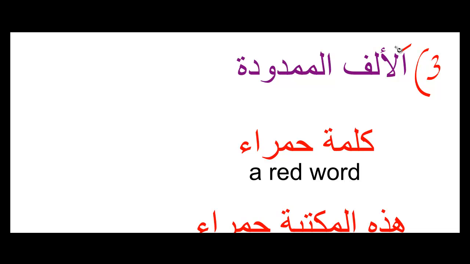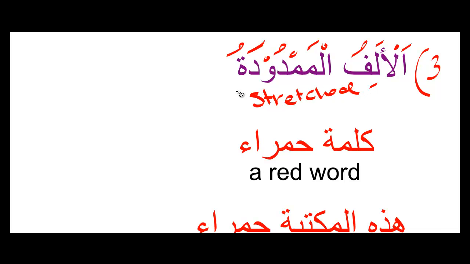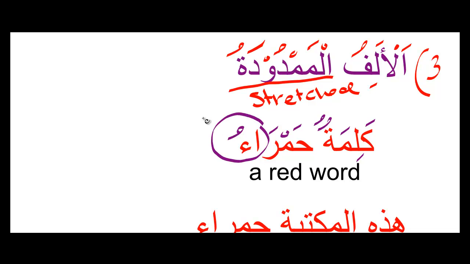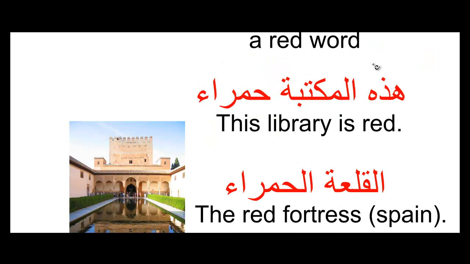Third sign of femininity, and it is al-alif al-mamdudah, and that means the alif that is stretched, or the stretched alif. Okay, al-mamdudah means stretched. So for example, we have the phrase kalimatun hamra'u, a red word. So over here you can see this alif and hamza pair, and they tell us that this word is feminine because this alif right here is our alif mamdudah. And when I read the phrase, I say kalimatun hamra'u, I stretch it.